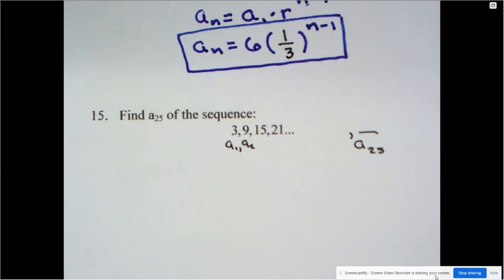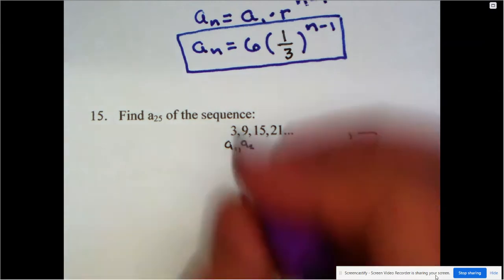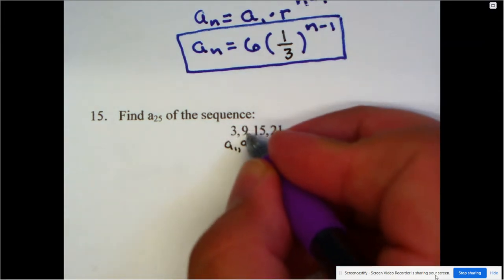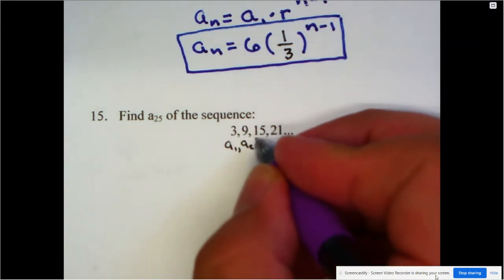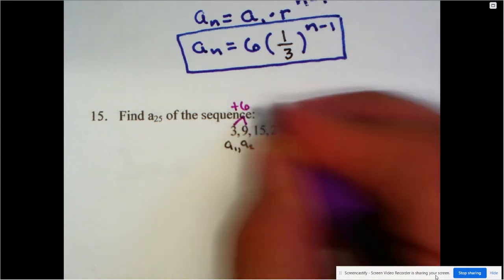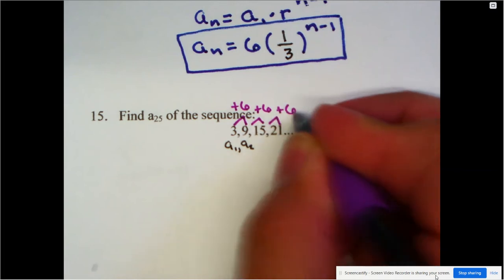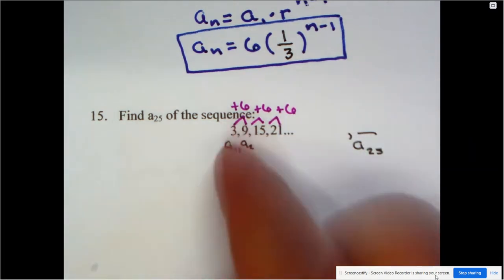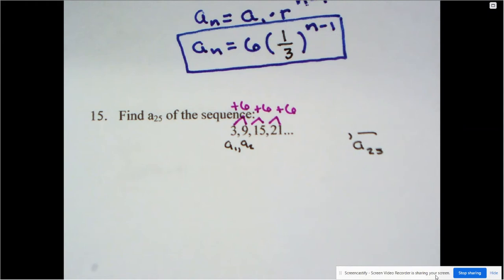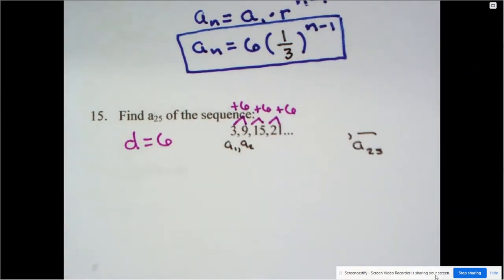So let's find out what kind of pattern it has. The numbers are getting bigger, but let's see how. 3 plus 6 would be a 9. 9 plus 6 would be a 15. 15 plus 6 would be a 21. And I think we found our pattern. We're adding 6 every single time. And if my pattern is that I'm adding 6, then that makes it an arithmetic sequence. Again, they didn't say the word recursive. This is an arithmetic sequence, and we just found that the letter D is 6.